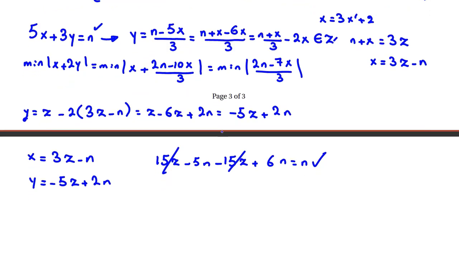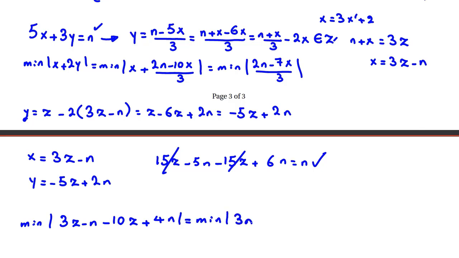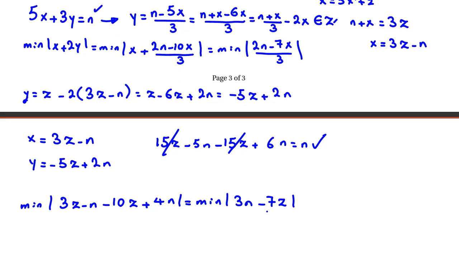Now let's see, we should find the minimum of what? The minimum of 2n minus 7x. You can write it like this, or you can write from here, x plus 2y. x is 3z minus n plus 2 times this, minus 10z plus 4n. So it will be the minimum of 4n minus n, 3n, minus 10z plus 3z, minus 7z. Okay, we should find this part.